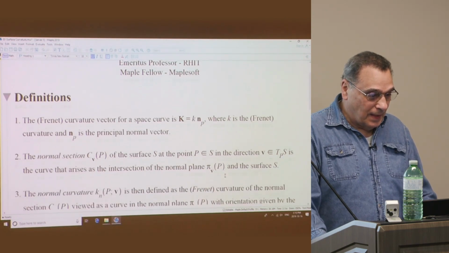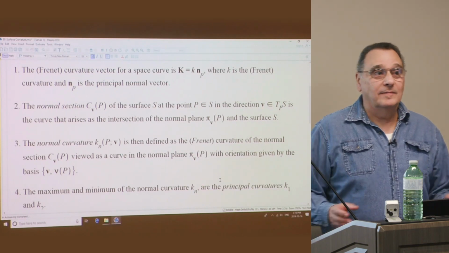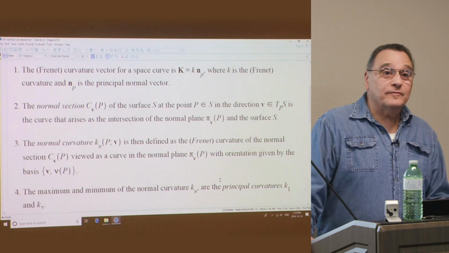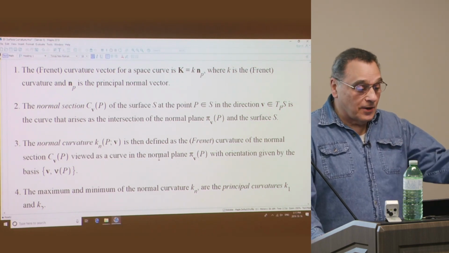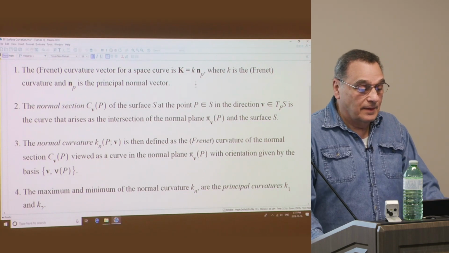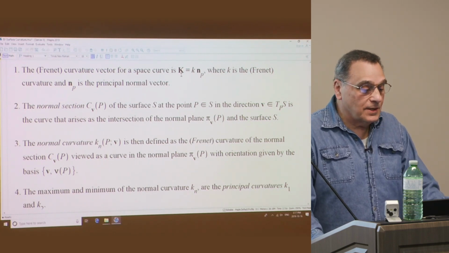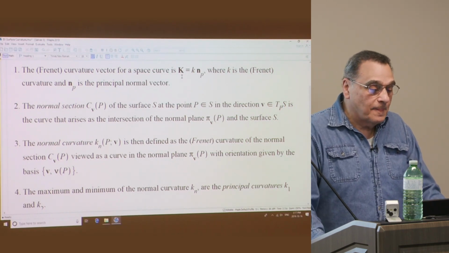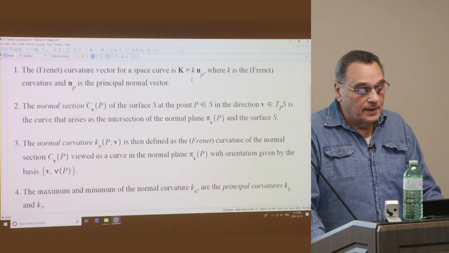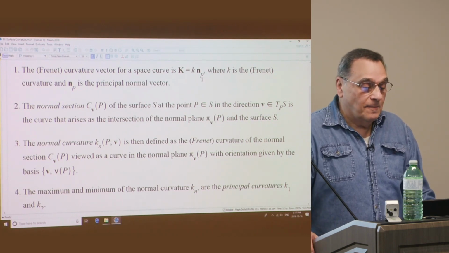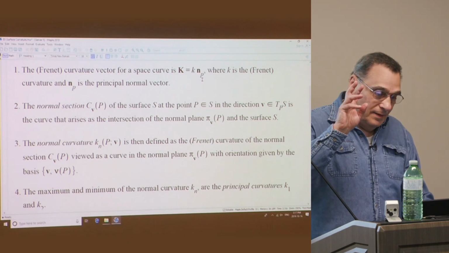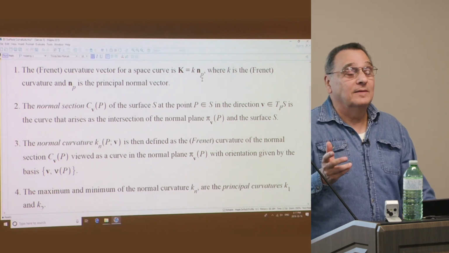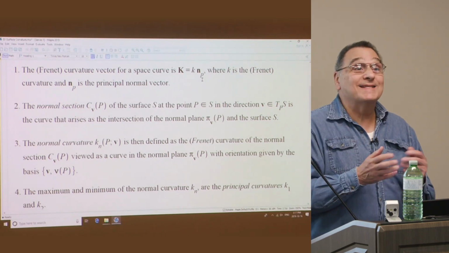So I begin with some of the things that we need to have in front of us. Curvature vector. So you have a space curve, you define a curvature vector. Try to use consistent notation. I call it the Frenet curvature because there's all different kinds of curvatures that are going to show up today. So the curvature vector is essentially the principal normal, which is a unit vector, multiplied by its length.